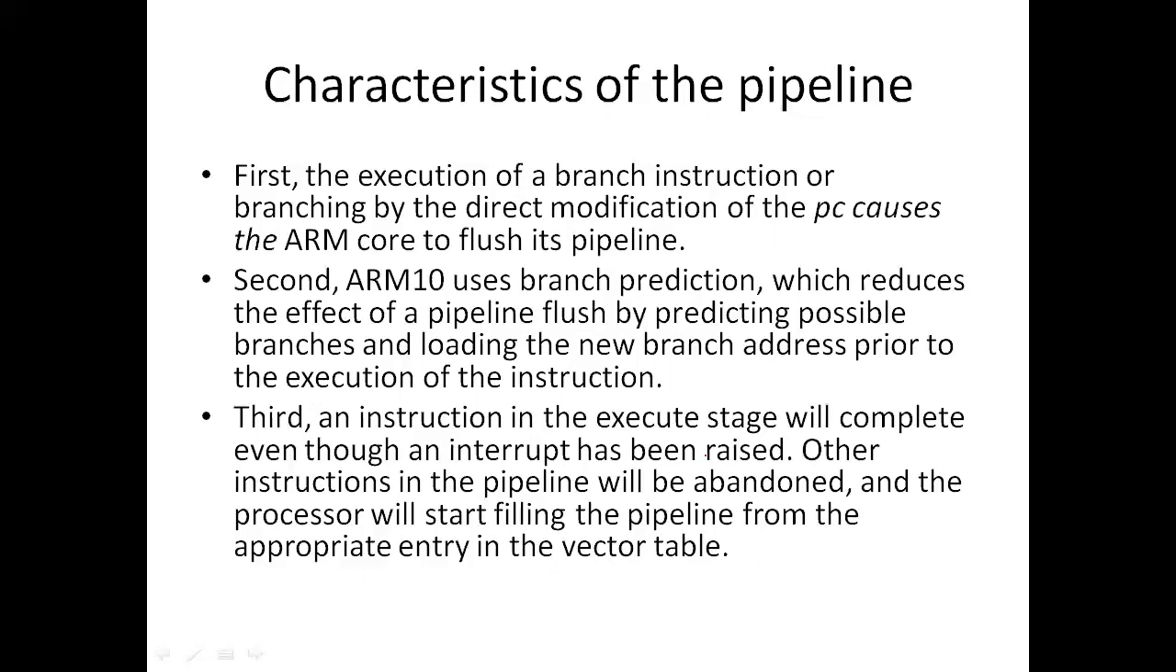The third point is that an instruction in the execution stage will complete even though an interrupt has been raised. Other instructions in the pipeline will be abandoned, and the processor will start filling the pipeline from the appropriate entry in the vector table. So in case of an interrupt, the current instruction's execution will be completed. Only then will the ARM pipeline be flushed, and the first instruction of the interrupt service routine will be loaded into the ARM pipeline from the interrupt vector table.